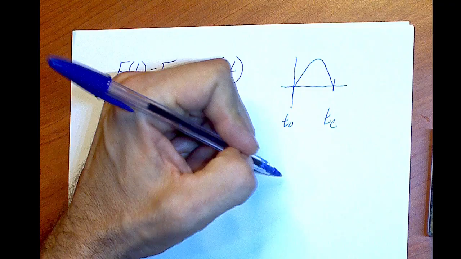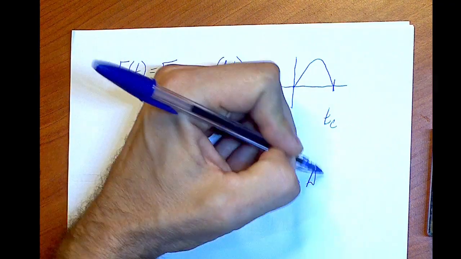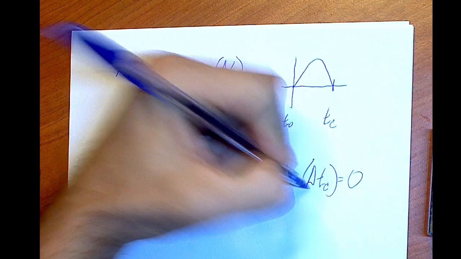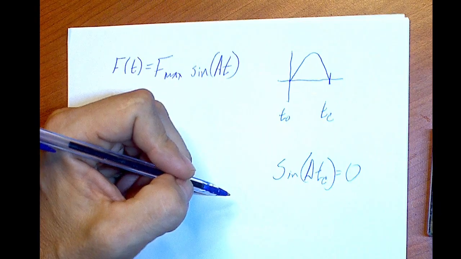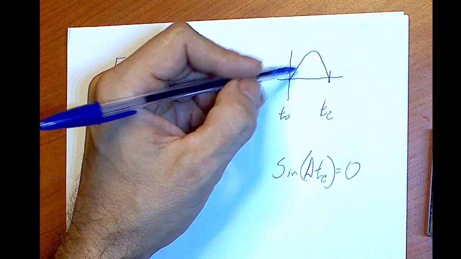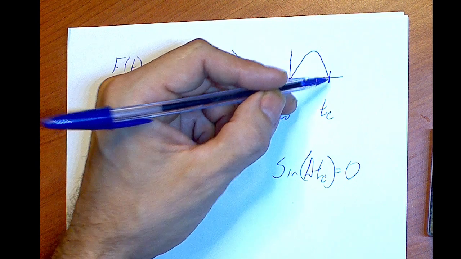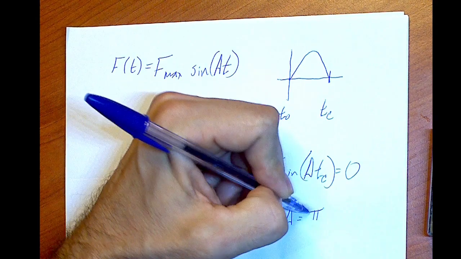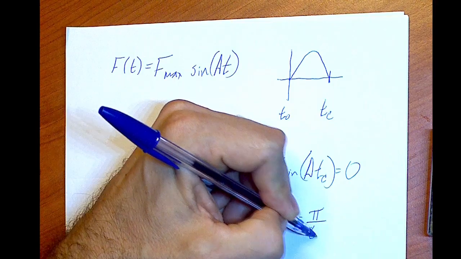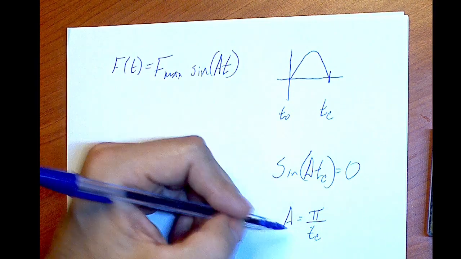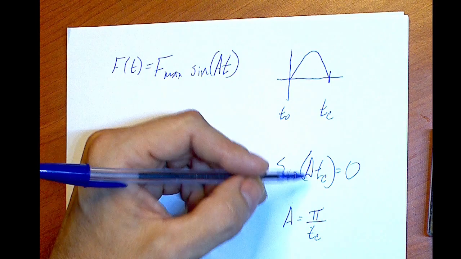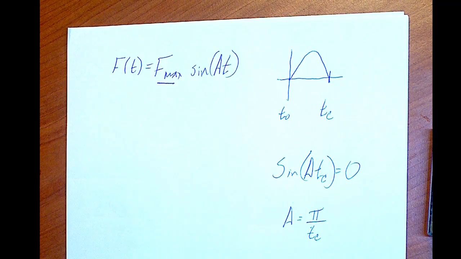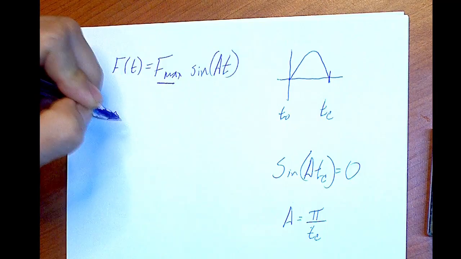And so we can say that the sine of a t at the end of the collision is equal to 0. And of course it's only half a period in. So hopefully just conceptually you can see that a is going to equal pi over tc. And this is going to be essential to our solution when we try to get an expression for F max. And of course, we got to remember our fundamental principles where we're coming from.